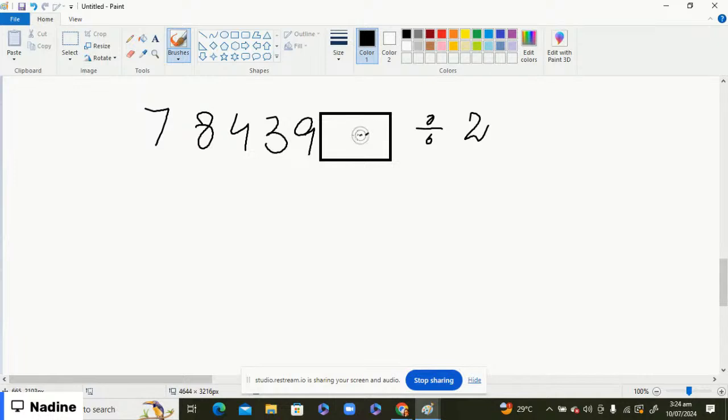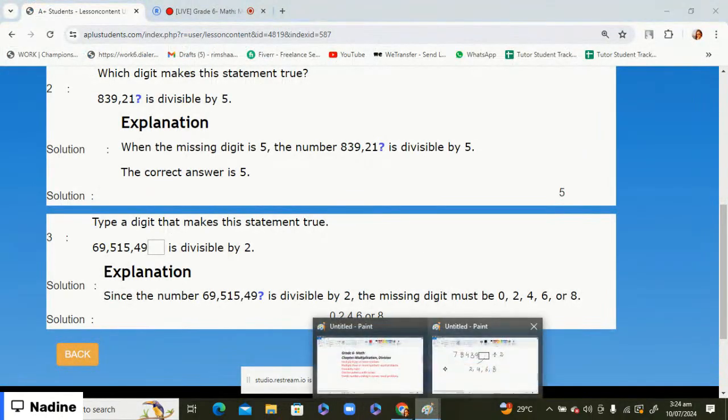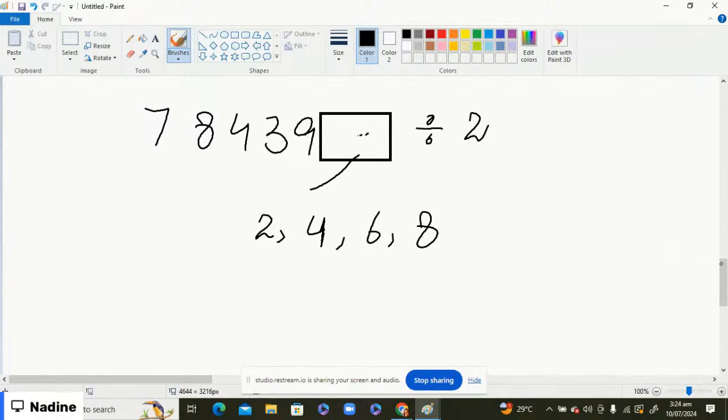So which number are you going to put here that's divided by 2? It means that here are different numbers. For example, 2 divided by 2 is 1. 4 divided by 2 is 2. 6 divided by 2 is 3. 8 divided by 2 is 4. So these are all the numbers that you are going to need to put in that blank space.